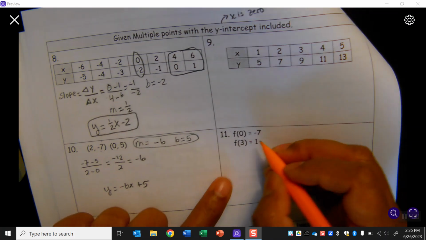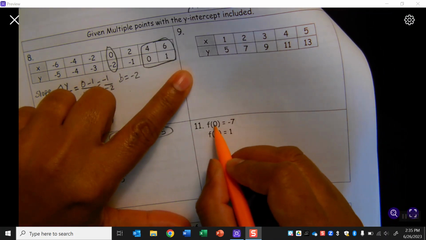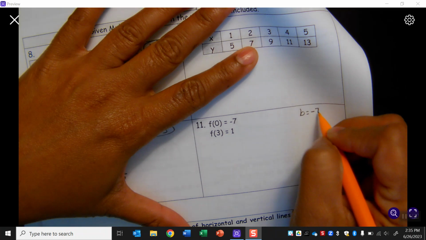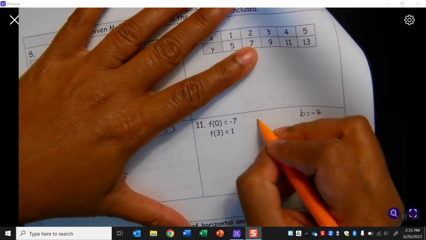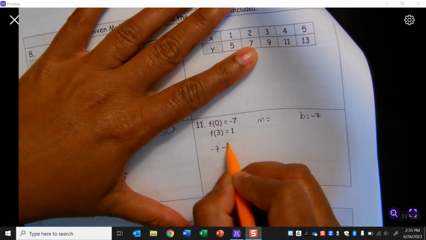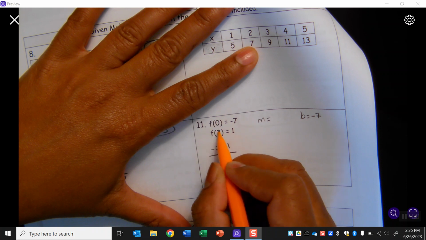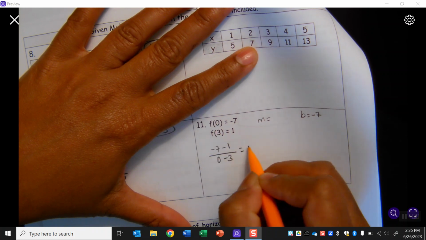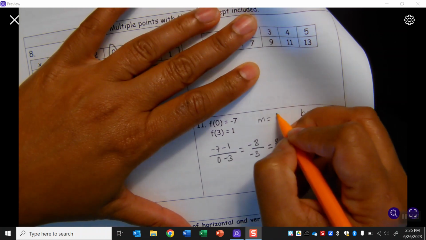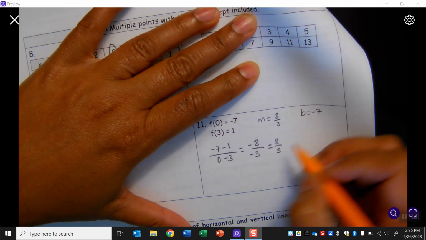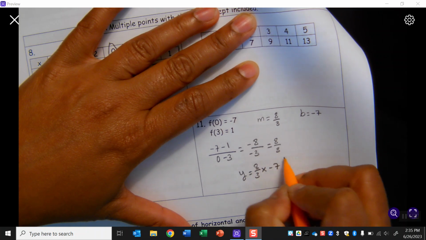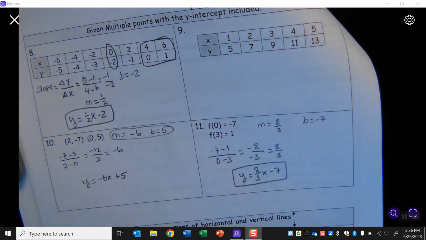All right, and the last example here is this. So your x here is 0, and your y here is negative 7. That tells me that my y-intercept is negative 7. And then what is my slope? Well, I'm going to do the change in y. So I'm going to do negative 7 minus 1 over change in x, 0 minus 3. So that is negative 8 over negative 3. Negative negative is a positive, so 8 over 3. That is my slope. So you have y equals 8 over 3x minus 7. That is my slope-intercept form.